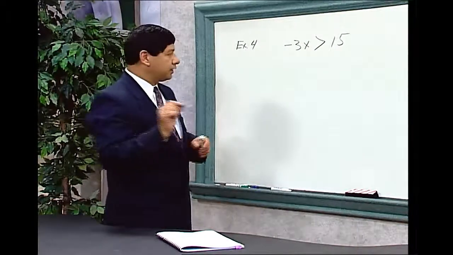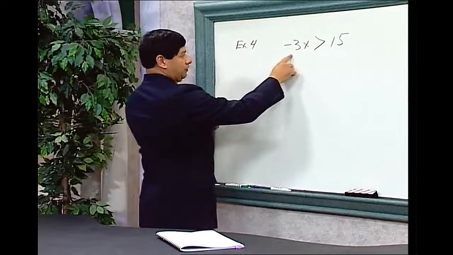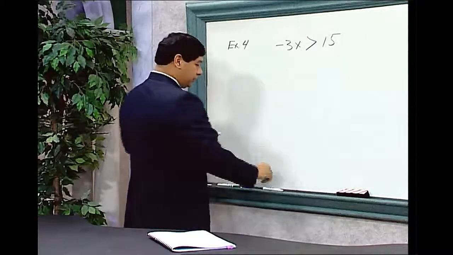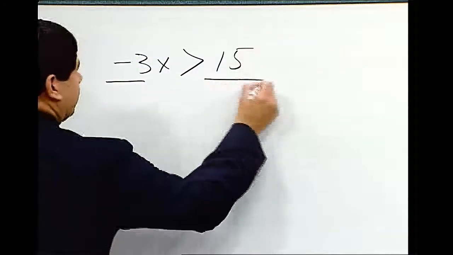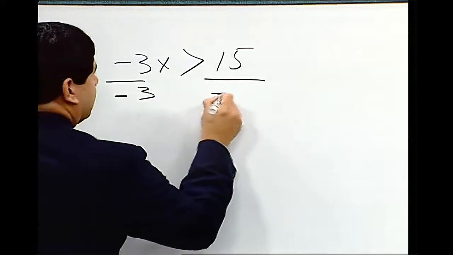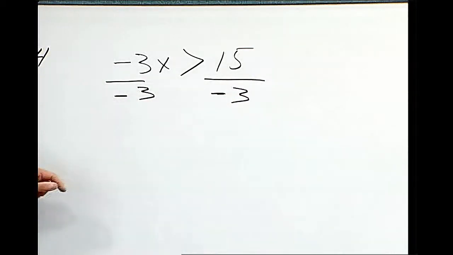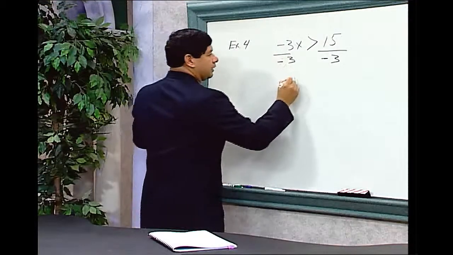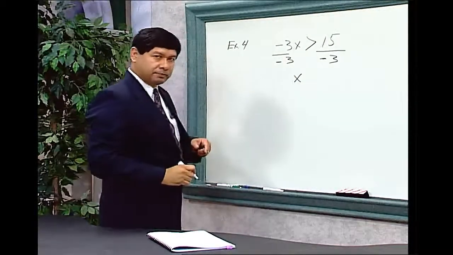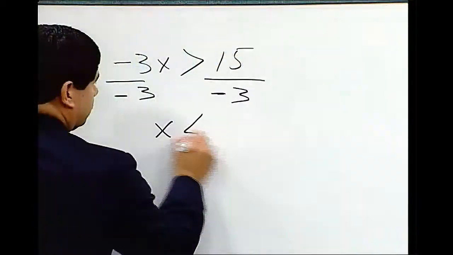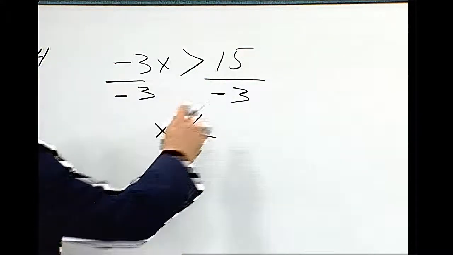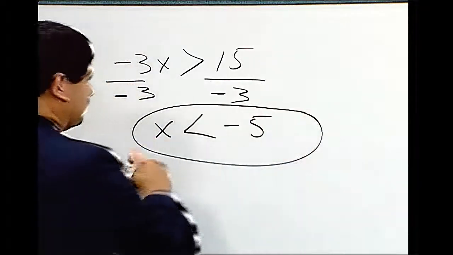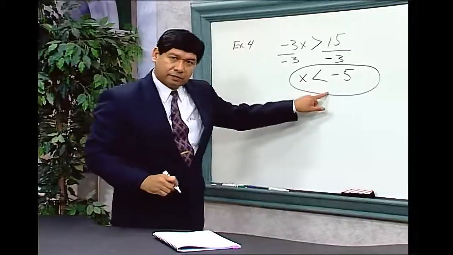So again, we want to isolate the x. Let's get rid of our coefficient, -3, and to do that, we're going to divide both sides of the inequality by the coefficient. In this case, -3. And that's where our principle comes into play. We're dividing by a negative term. -3 divided by -3 is x. We always want our x to be positive. This changes. X is less than 15 divided by -3 is -5. Here is our solution. X is less than -5.